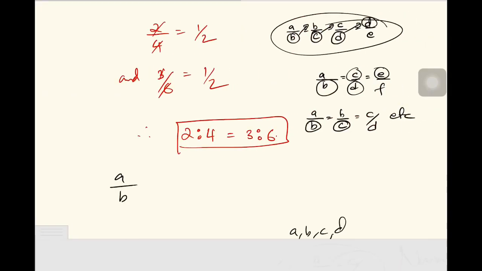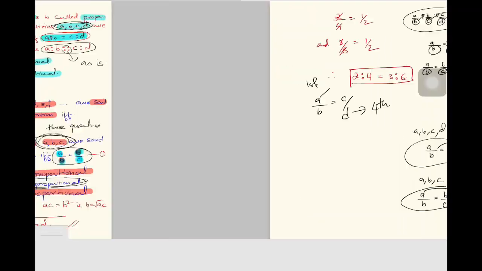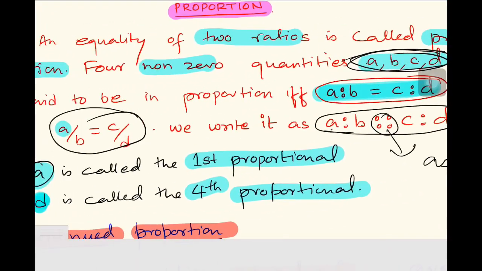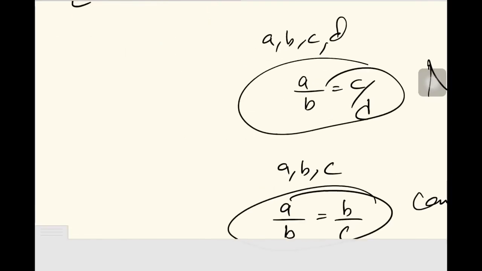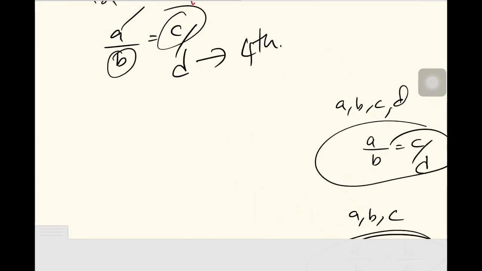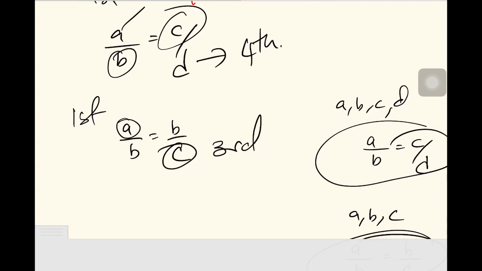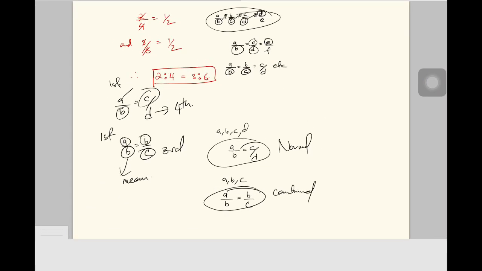So here A, B, C and D. This is the first one, this is the fourth one. That was in the previous case, isn't it, everyone? A, B, C, D: A was called first, D was called fourth. No name for B and C there. But in continued proportion, A, B, repeat, B, C. What is A called? First. What is C called? Third. And what is B called? Here we have a name for B also, mean. B is called a mean proportional. Is that clear?